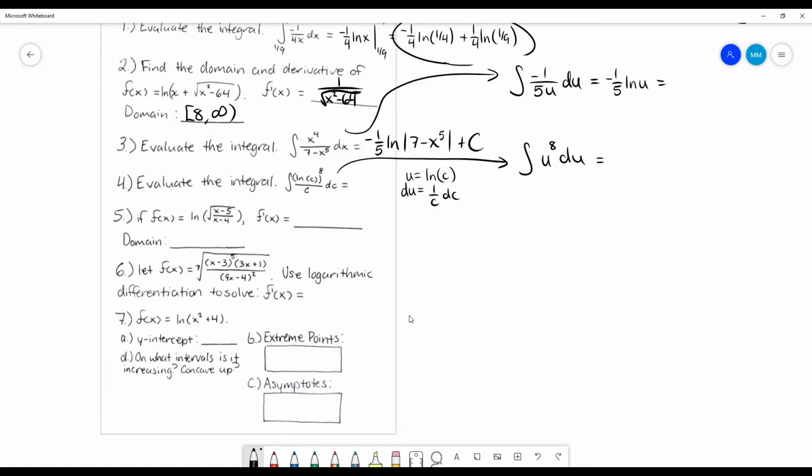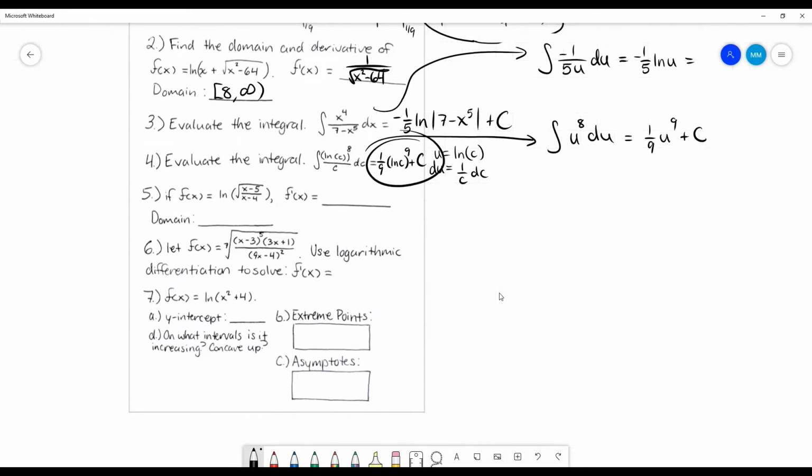And then taking that integral is going to be 1/9 u to the 9th, because we're undoing that power rule, plus c, and then we just plug back in that u value, so we're going to get 1/9, and this is a capital C, and this is a lowercase c, so they are separate things. So it's 1/9 natural log of c to the 9th plus c. There we go.